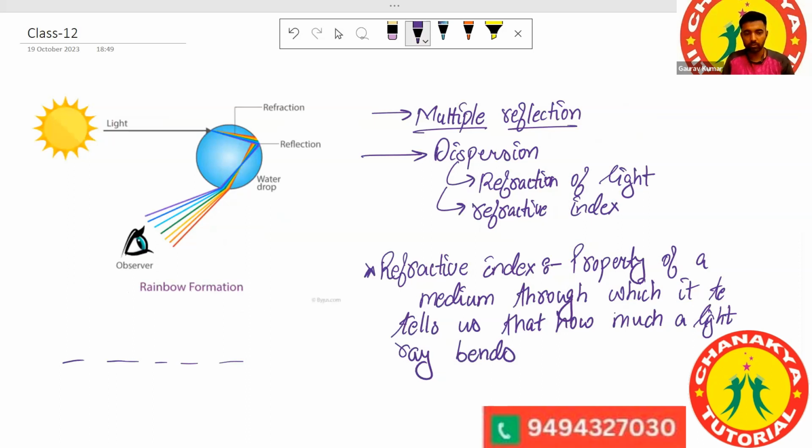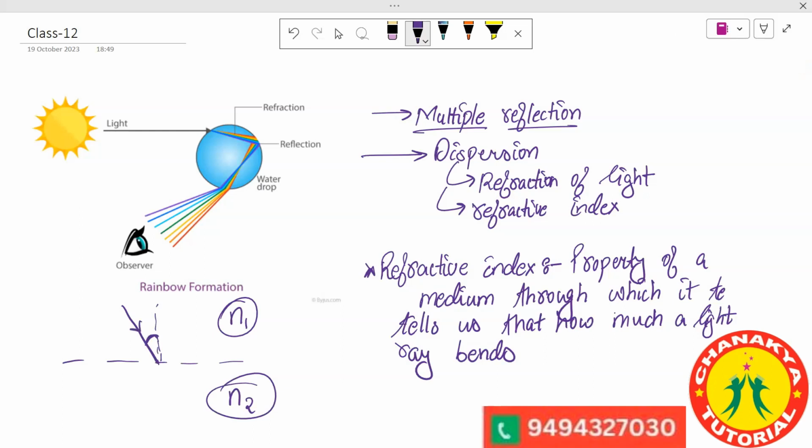This is an interface between medium one and medium two. Let's say medium one has some refractive index n1, and medium two has some refractive index n2. If a ray is coming like this, and I make this normal, tell me what this angle is called. Angle of incidence. By what term do I represent angle of incidence? I. Great.